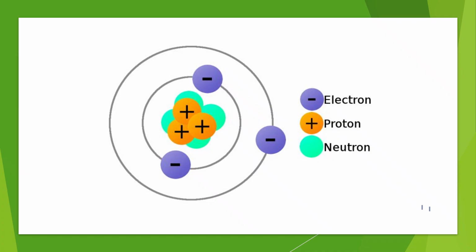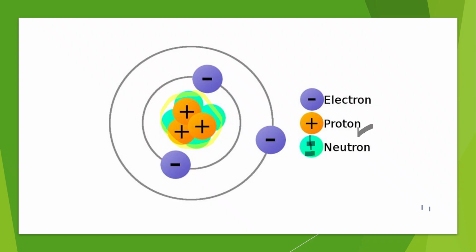My dear students, let me remind you of the structure of the atom. This is called the nucleus of the atom. The nucleus is located at the central part of the atom, and most of the atomic mass is concentrated in the nucleus. It contains positively charged protons and uncharged neutrons. The neutrons are uncharged or neutral particles.